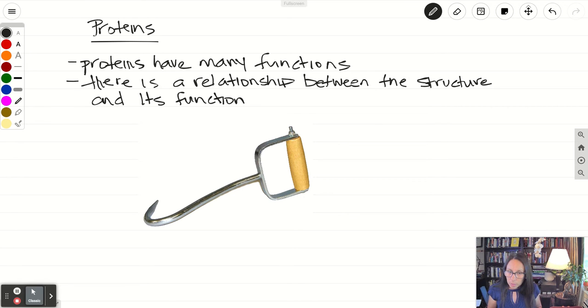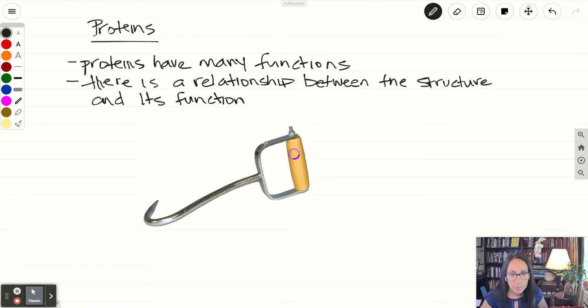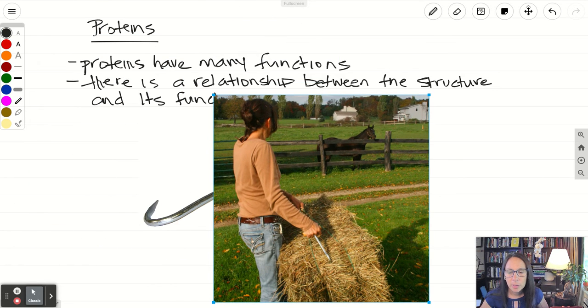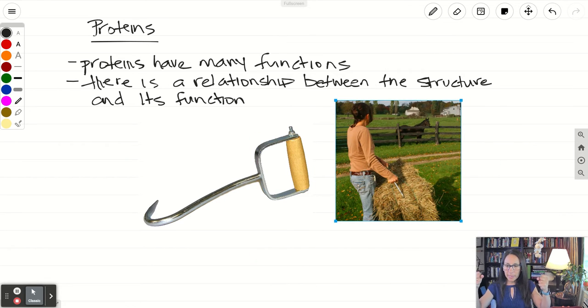Or what it actually is for is called a hay hook, and it's used to move around big bushels of hay. And so here is a picture of this hay hook actually being used by a farmer. So here's a farmer, and she has two hay hooks. And what you do with these is you grab the handles, you stick them in the hay, and now you can move this very heavy and awkward piece of hay. And so the point of me showing you that is the same is true for protein. Each protein has a very specific shape, and that shape is like that because of the function of the protein.